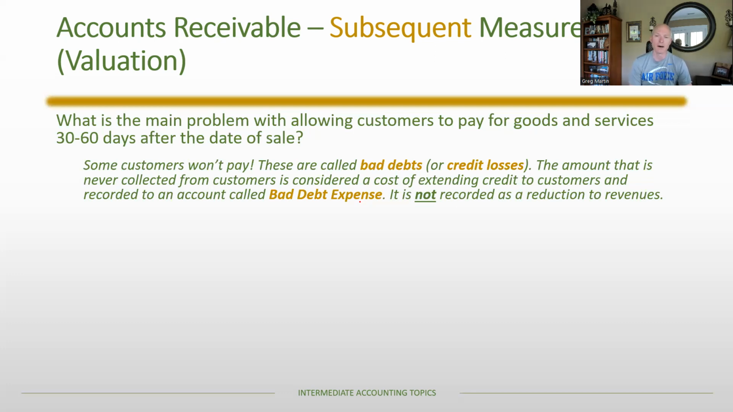Basically this bad debt expense, this cost of extending credit, is something we do need to record. But I want to be clear, it's not like we reduce the revenue. Essentially, you record the revenue. Then later on, if we determine that we're not going to collect, we call that a bad debt expense. It's a different number on the income statement, in a different section. We'll go through all that, but we do have this separate account called bad debt expense.